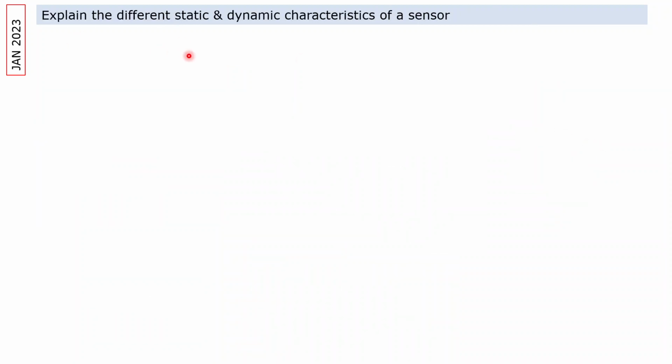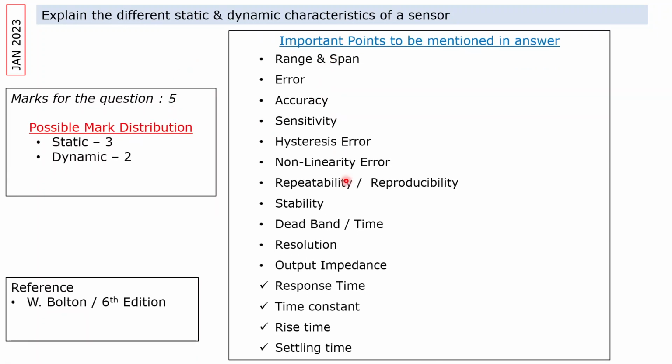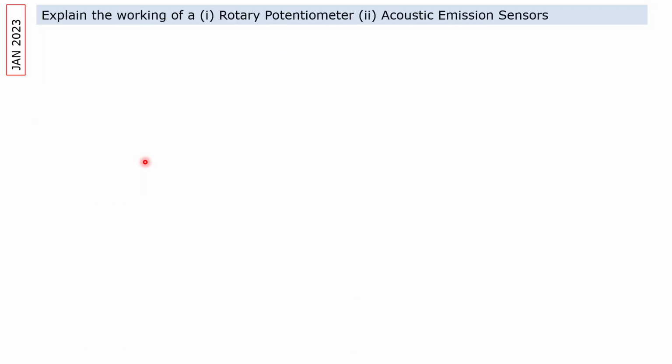And explain the different static and dynamic characteristics of a sensor. The question carries 5 marks. This is a repeat question. You can take any one and explain it. Any 3 static, any 2 dynamic. If you have a figure to supplement, it will be an added advantage.